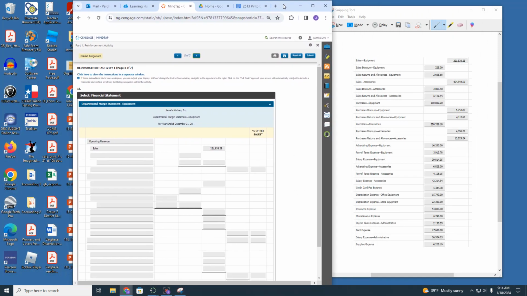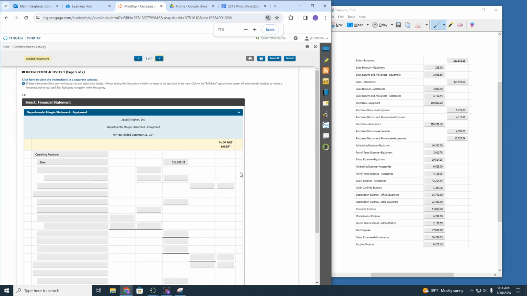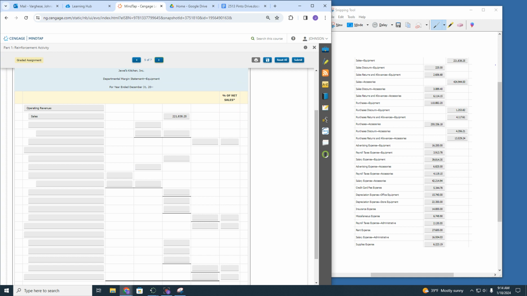Split my screen a little bit here and just keep working down. All right, so I have sales for the equipment. And then the next thing I need here is contra accounts. So I'm going to subtract sales discounts and sales returns and allowances so I can get my net sales. Once I take my sales minus the 2 contra accounts, then I'll wind up with my net sales for the equipment department.